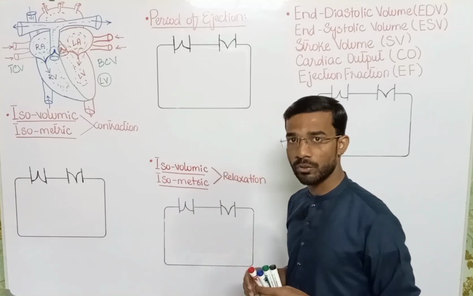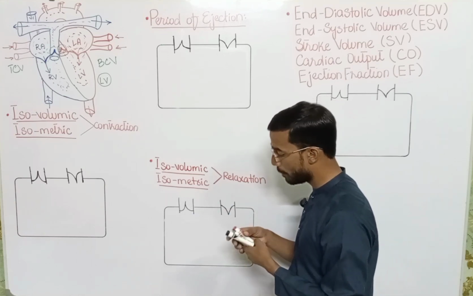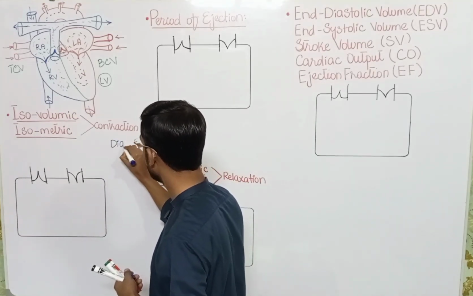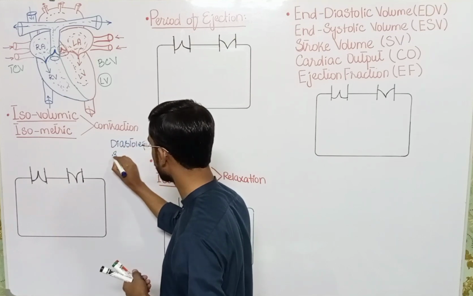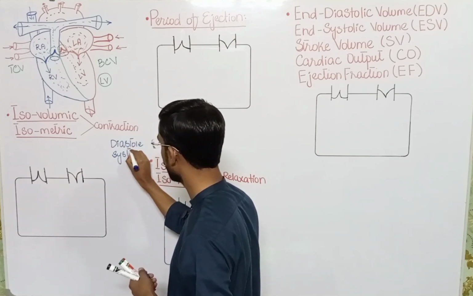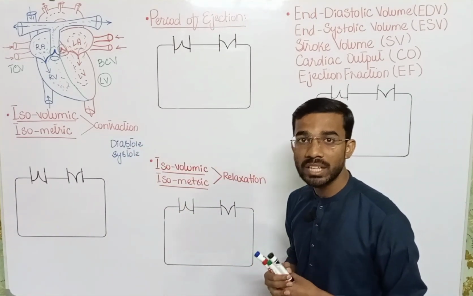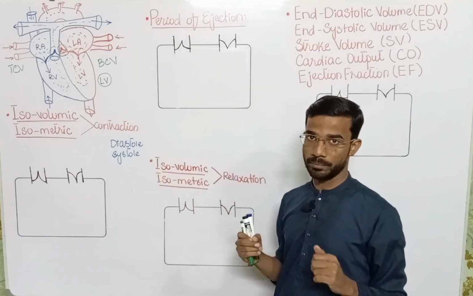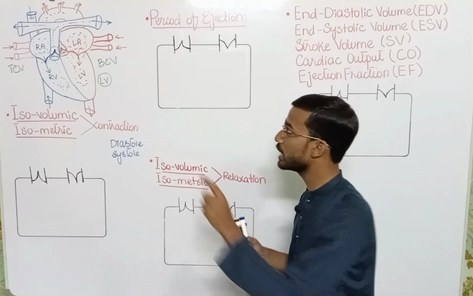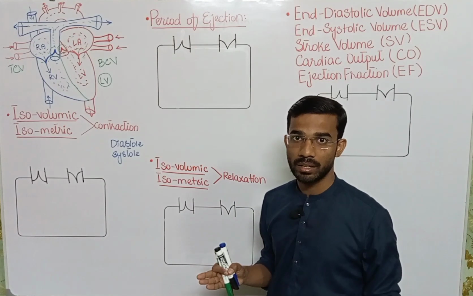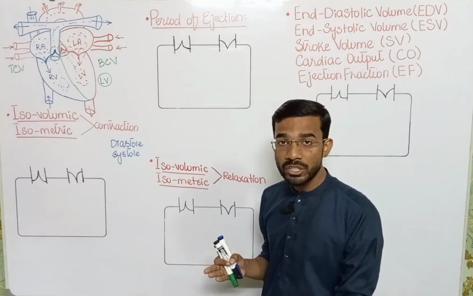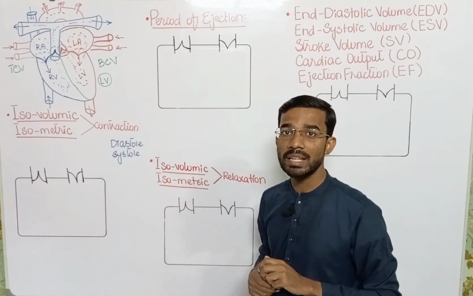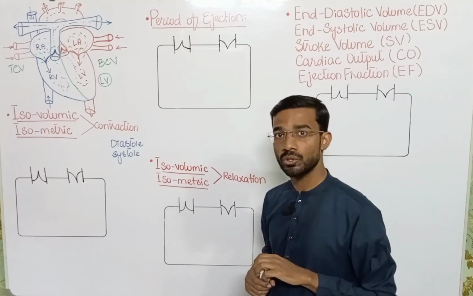Before we discuss isovolumic contraction, you have to know the difference between diastole and systole. Diastole is the relaxation of the heart, and systole means the contraction of the heart. If I specifically say that the left ventricle is relaxed, then I say ventricular diastole. When I say that the left ventricle is in a contracted state, then I say ventricular systole. So this is the case.